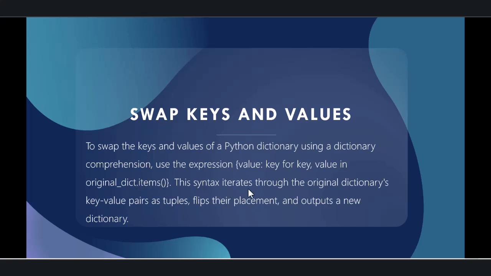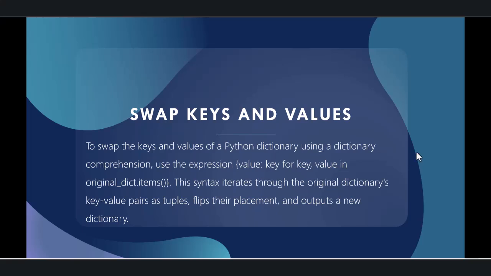This syntax iterates through the original dictionary's key value pairs as tuples, flips their placement and outputs a new dictionary. Here also we'll create a new dictionary by swapping keys and values. For this we'll use dictionary comprehension, with the expression value, key for key, value in original dictionary dot items. We used the dot items function in the previous example also.